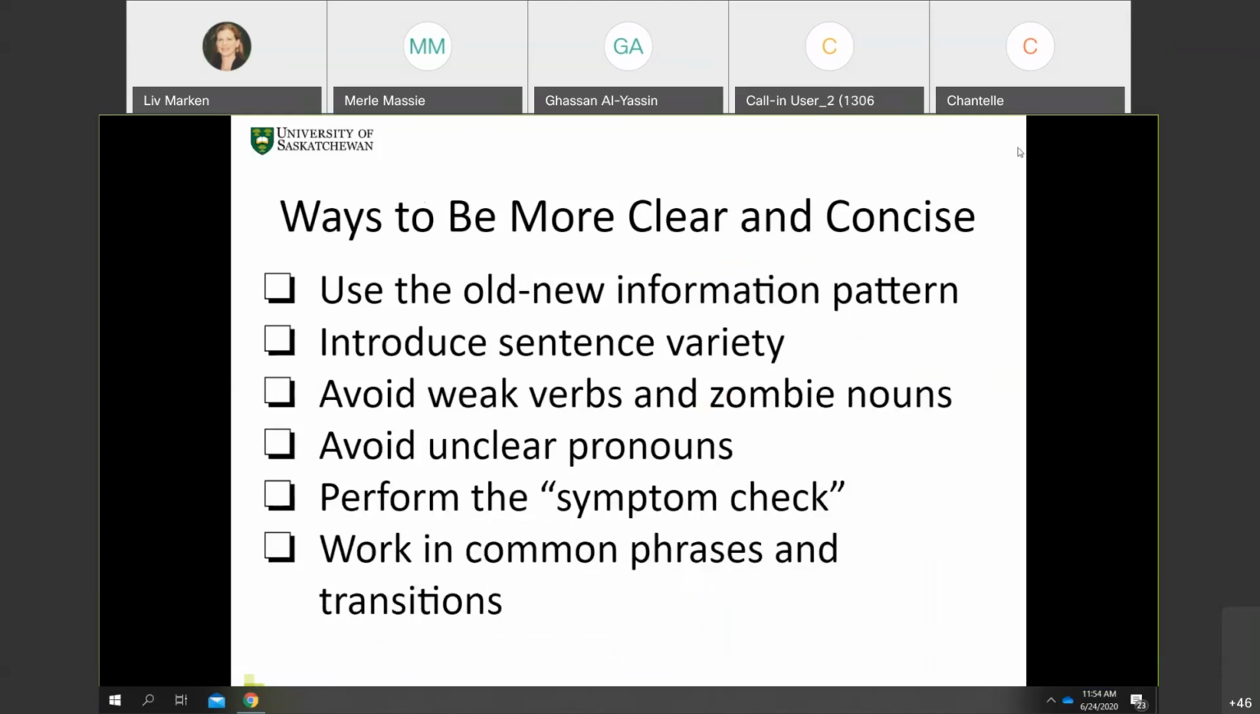I'm going to talk about sentence variety very briefly, talk about verbs and nouns, and I don't fall asleep when we get into the parts of speech and grammar, as well as pronouns, but I'm going to be very basic in the way that I explain these things.